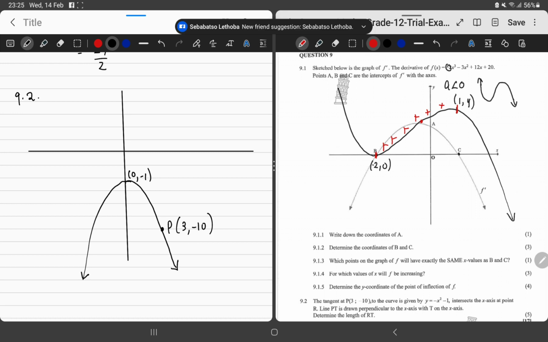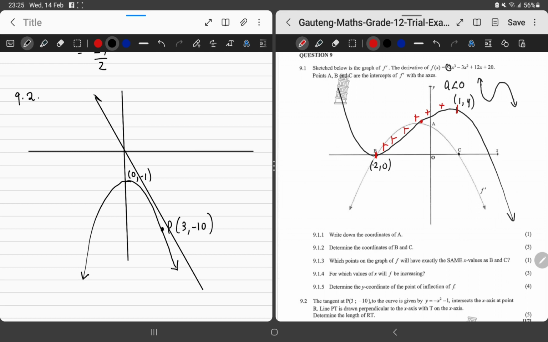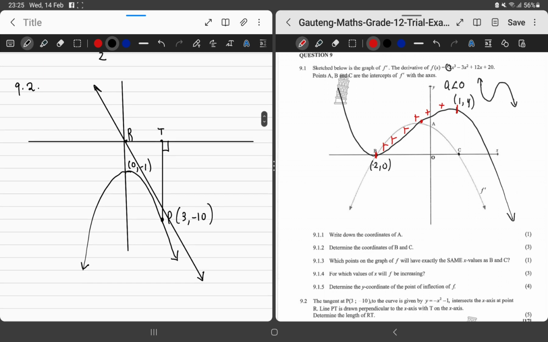The tangent at P intersects the x-axis at point R. So I'll have a tangent that goes like that. I'm not sure where it intersects, but I know that it intersects the x-axis at R. Line PT is perpendicular to the x-axis with T on the x-axis. So I have a T there, and then I have this line perpendicular to the x-axis. Determine the length of RT.